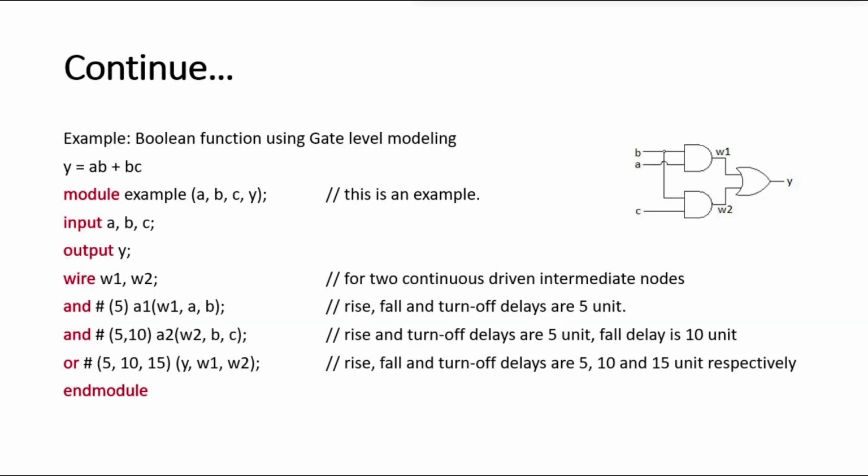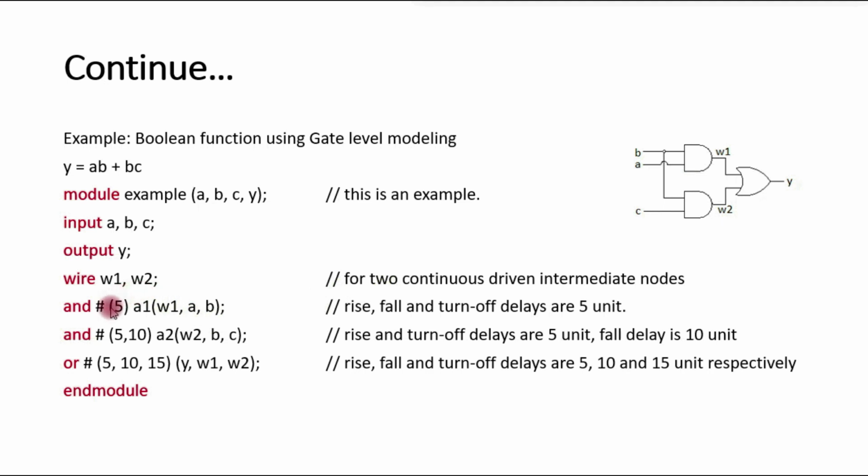An example of Boolean function implementation using gate level modeling is presented for delay consideration. This example is already discussed in this lecture, but here delay values are assigned to the logic gates. There are 3 gates used for function implementation. The 3 gates are 2 AND gates and one OR gate, and this AND gate is labeled A1, this AND gate is labeled A2.